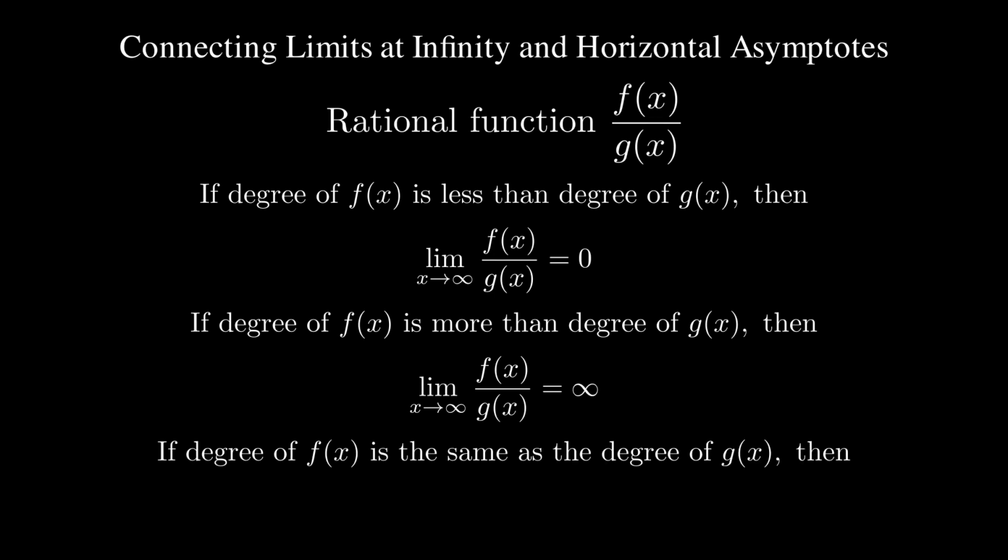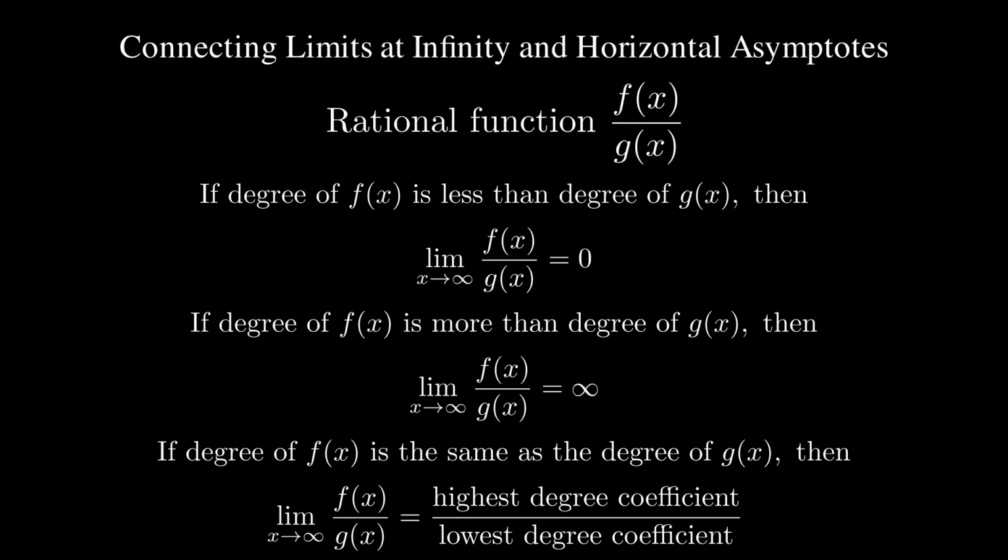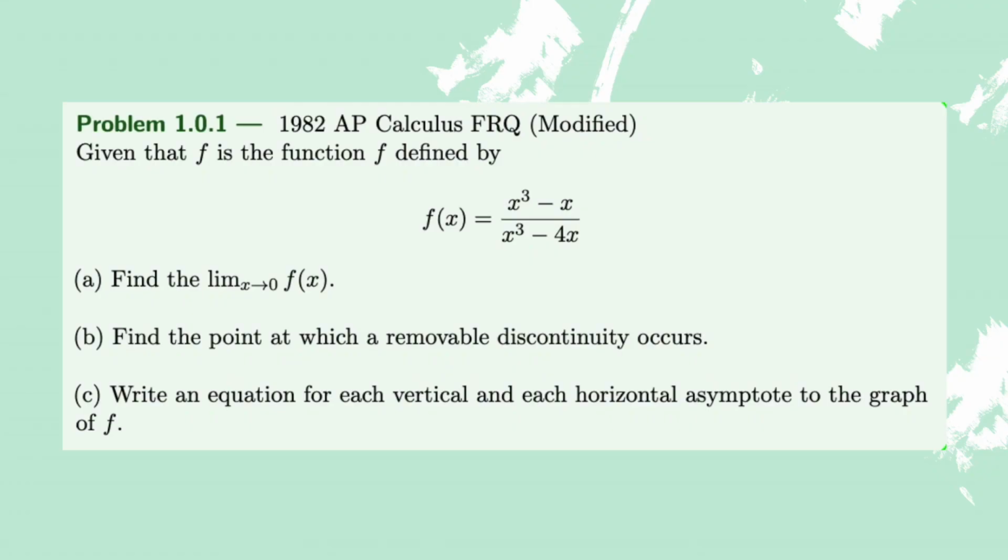Now if the degree of f of x is the same as the degree of g of x, then the limit as x approaches infinity of f of x over g of x is the ratio of the highest degree coefficients. So basically the term with the highest degree, you take the coefficient of that, and you do the same thing for g of x, and then you find the quotient of both. That's where the horizontal asymptote will occur, for the situation when the degrees are the same.